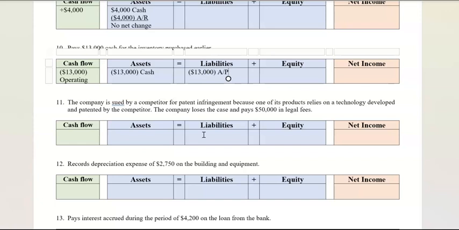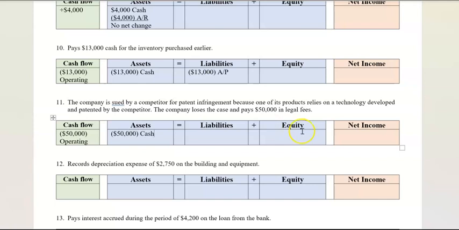Transaction 11 says the company is sued by a competitor for patent infringement because one of this company's products relies on a technology that was developed and patented by the competitor. The company loses the case and pays $50,000 in legal fees. Well, legal fees must be paid in cash. And this would be an operating activity, the legal fees. Cash goes down $50,000.